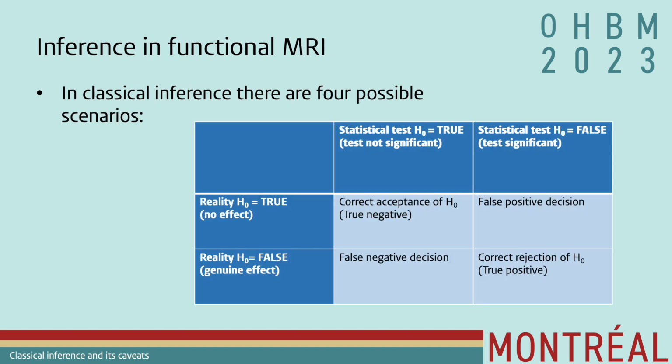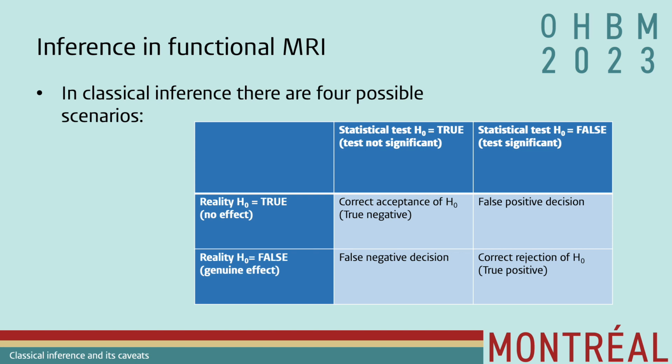So in classical inference, there are four possible scenarios to decide if a voxel is active, yes or no. On the rows that you see here, we have the reality. Either the null hypothesis is true, so there's no effect in that voxel in real life, there's no activation, or the null hypothesis is false, which means that voxel is actually more active in a certain condition, or more active in group A than in group B, so there is an effect. Of course we don't know the reality, but this is assuming that we did know whether there is no effect or a genuine effect.